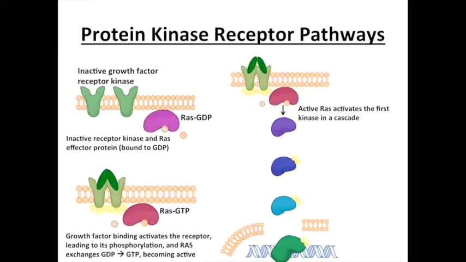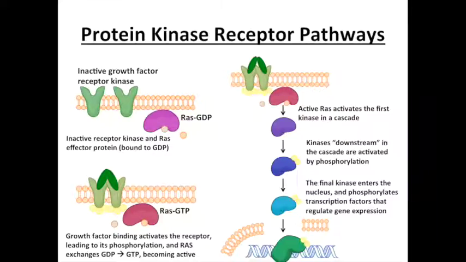This activated RAS will activate the first kinase in a cascade. As a reminder, a kinase is an enzyme that phosphorylates things, and so when you have a kinase cascade, it's a series of kinase enzymes that phosphorylate each other and can phosphorylate other target molecules. So in this case, the first kinase will activate a second kinase and possibly additional kinases downstream in the cascade, always by phosphorylating each other. The final kinase in the cascade will enter the nucleus and phosphorylate transcription factors that regulate gene expression. This leads to a change in the activity of these transcription factors and corresponding changes in gene expression.